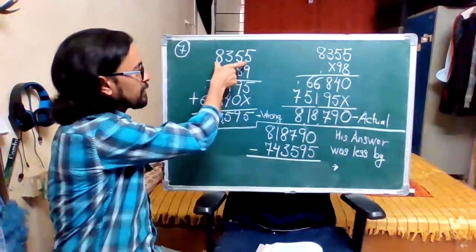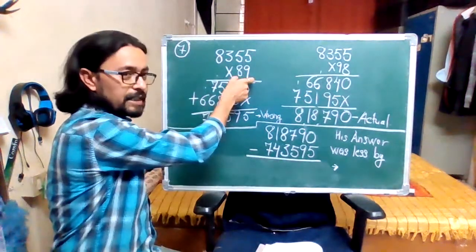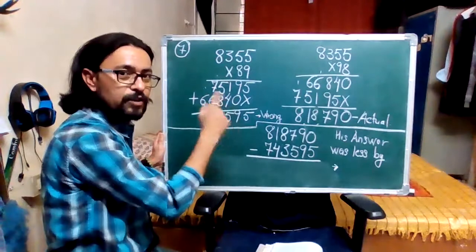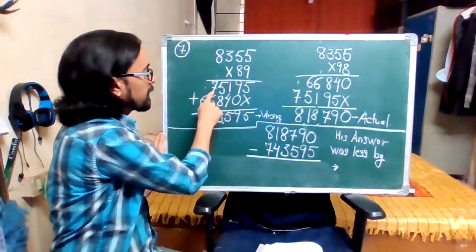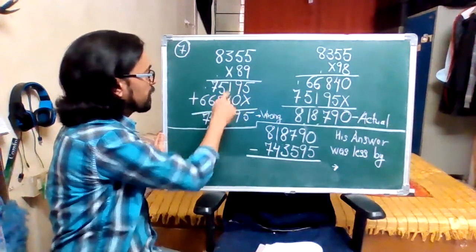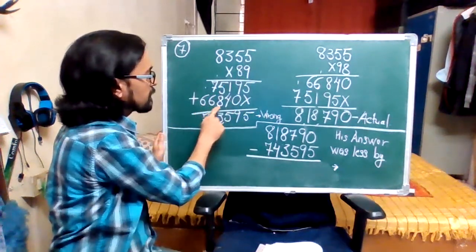So I take 8355 and multiply it by 89, which he had wrongly multiplied. He was to multiply by 98. And I will get the answer. Multiplying by 9, I get 75195. And multiplying by 8, I get 66840.